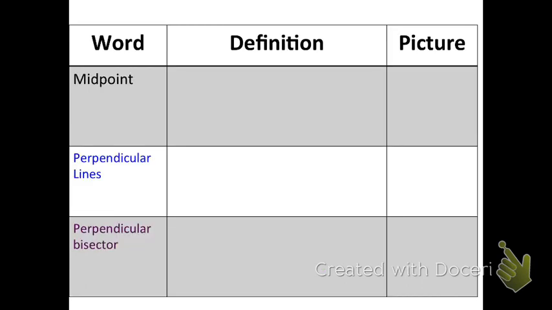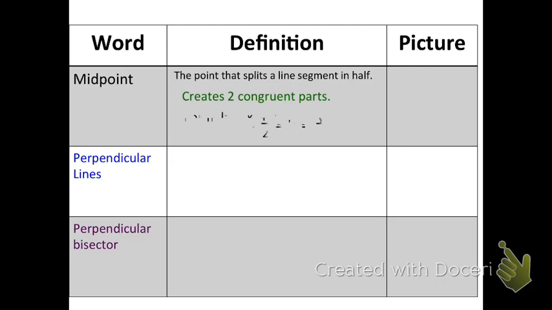The next three words are midpoint, perpendicular lines, and perpendicular bisector. The midpoint is the point that splits a line segment in half. It creates two congruent parts. It has a formula, and the formula is this: x sub 2 plus x sub 1 over 2, comma y sub 2 plus y sub 1 over 2. So again, we're talking about sets of coordinates, and you're finding the average of the x's and the average of the y's. And I'll give you some examples of that tomorrow in class or in the next couple of days.